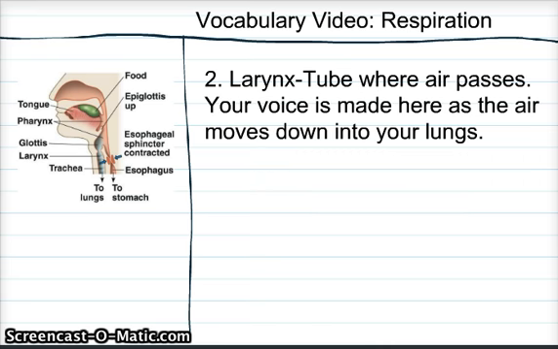The next term is larynx. For the larynx, you don't have to draw a new picture, you can use the same one. It is that tube right there. And that's where the air passes, and it vibrates a piece of skin that moves back and forth to make your voice. So the larynx is important for you to be able to talk. Again, you don't have to draw a new picture, just make an original sentence now. Pause the video if you need to.